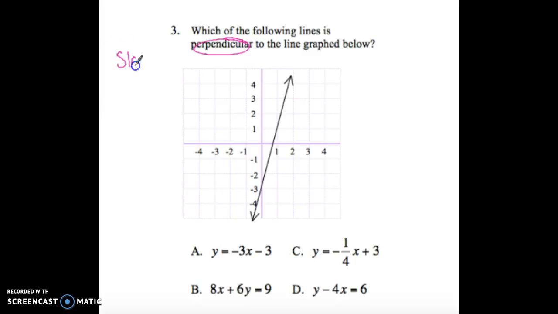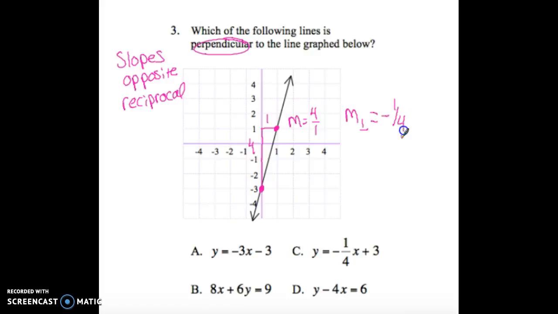For number 3, which of the following lines is perpendicular? Perpendicular means slopes are opposite reciprocal. So I looked and I found some perfect ordered pairs. Here's a perfect ordered pair at 1, 1, and then I found another perfect ordered pair down here at 0, negative 3. So I went up 4 to the right 1. So the slope of this line is positive 4 over 1, which then the perpendicular slope is going to be negative 1/4. So the only one that has a slope of negative 1/4 is C.